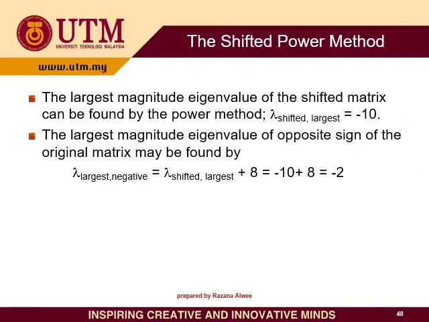As I mentioned before, the largest magnitude eigenvalue of the shifted matrix can be found by the power method. The lambda shifted largest that we found is negative 10 based on our previous calculation. The largest magnitude eigenvalue of opposite sign of the original matrix may be found by: lambda of the largest negative equals the shifted largest plus 8. So negative 10 plus 8 is negative 2. This is the largest magnitude eigenvalue of opposite sign.